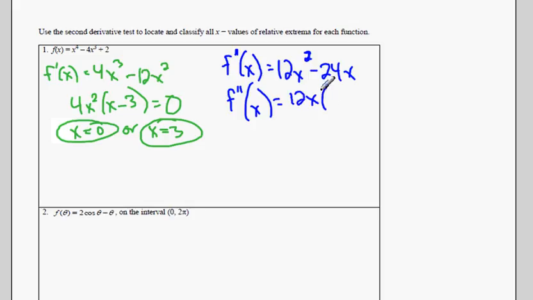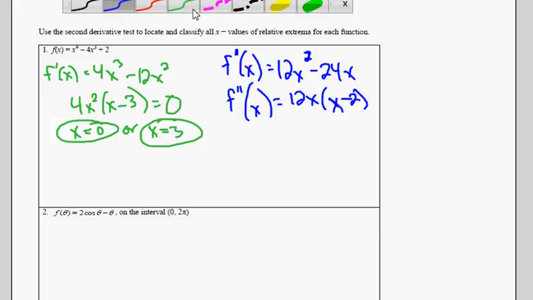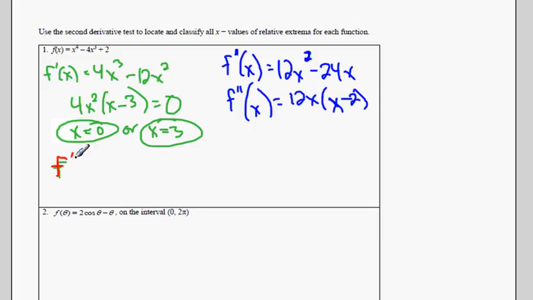I guess it doesn't matter either way, but it might save me some time because I really just need to know if it's positive, greater than 0, less than 0, equal to 0. So 12x, so I get an x and I get a minus 2. Okay, so there's my second derivative. So now I'm going to take that second derivative and substitute in 0. And then let's also substitute in 3.